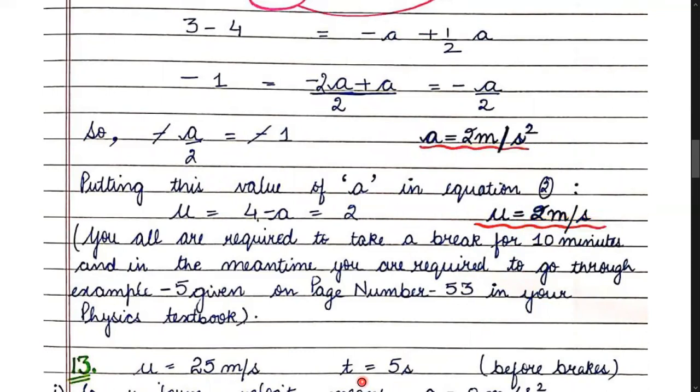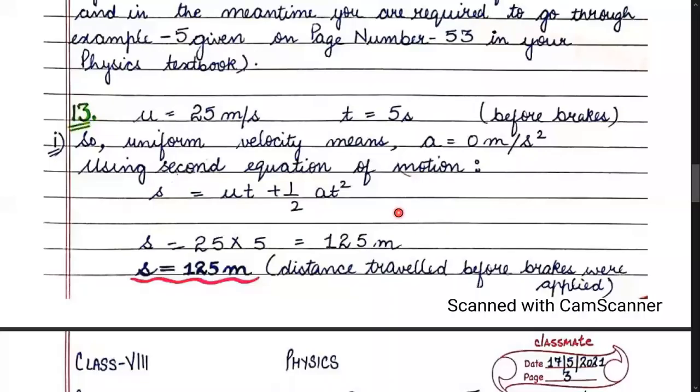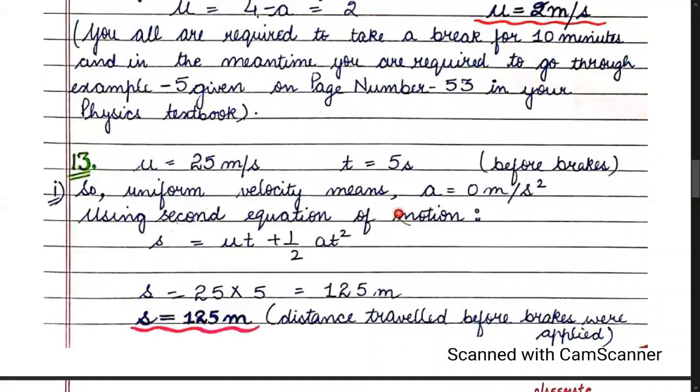Now children, you all are required to take a break for 10 minutes, and in the meantime, you are required to go through example number 5 given on page number 53 in your physics textbook. So children, pause this session and try to solve example number 5. It is similar to question number 12 which we have done just now. I hope you all have done example 5.